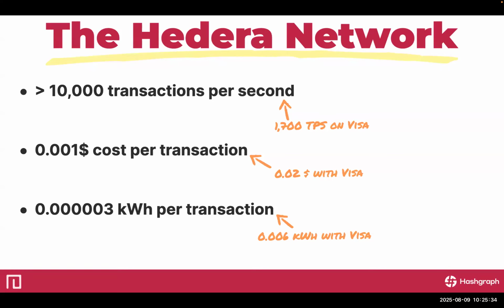It's even more than we know from things like Visa. As you can see, Visa can do around 2,000 transactions per second, which is way less than the Hedera network can do. And with those nodes only executed by those big companies in green data centers, the benefit is that doing a transaction costs way less than on other networks and uses way less energy than doing it on other networks.